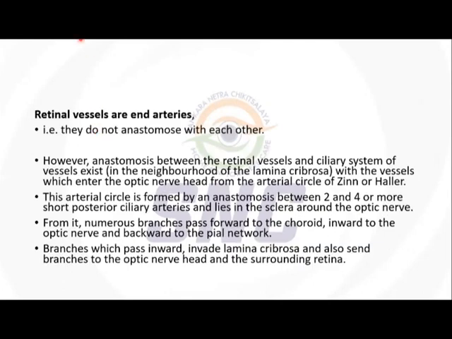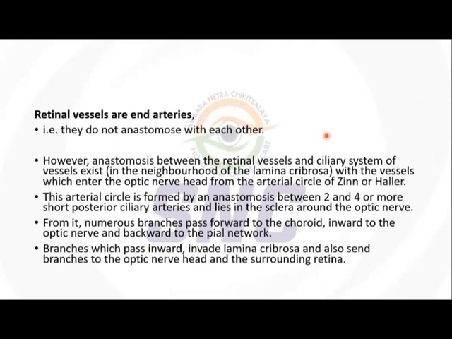And retinal vessels are end arteries, that is, they do not anastomose with each other. But anastomosis between retinal vessels and the ciliary system of vessels exists in the neighborhood of the lamina cribrosa, with the vessels which enter the optic nerve head from the arterial circle of Zinn-Haller.